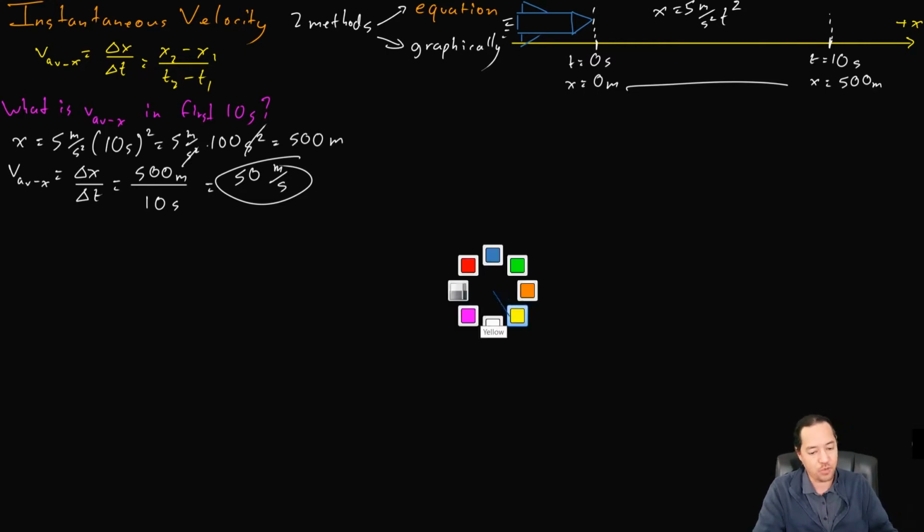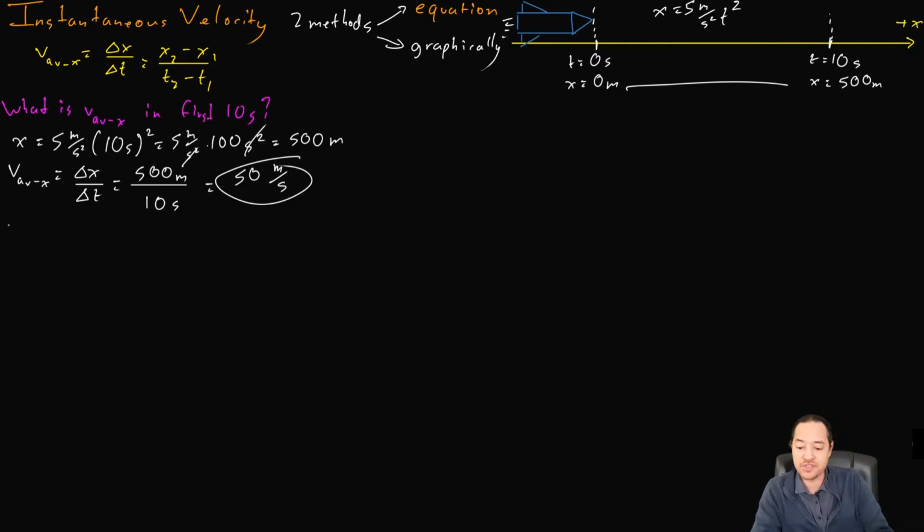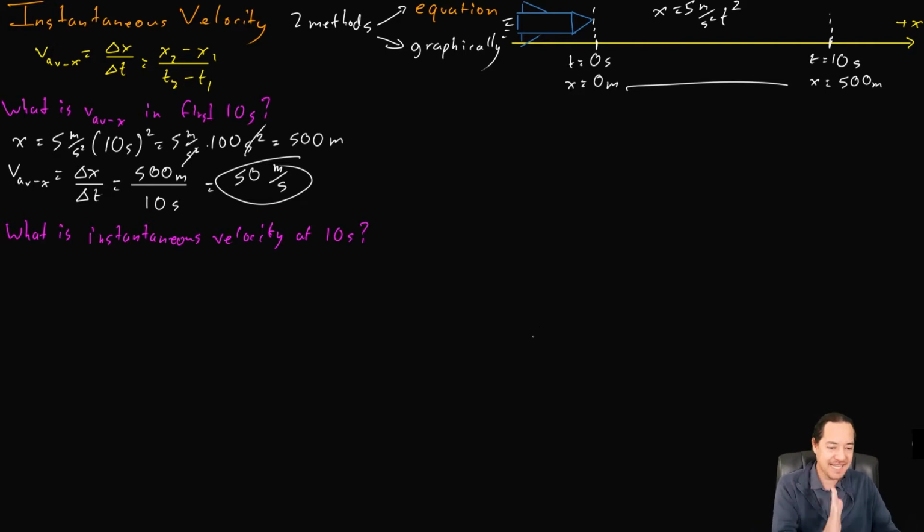But now, what if I ask you, instead, what is the instantaneous velocity of this rocket at 10 seconds? So at 10 seconds, at that one moment, how fast is the rocket moving? This is a different question.